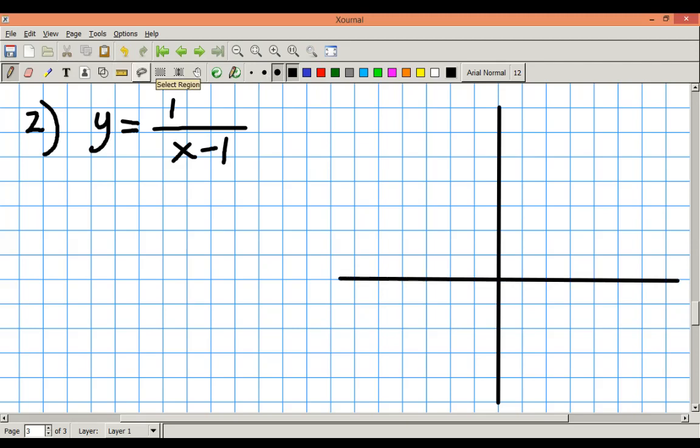And let's find the asymptotes first. So the vertical asymptote, remember, look for values of x which make the denominator go to 0. Well, that's 1. When x is 1, you're going to divide by 0. And so you're not going to have a point there on your graph. So when x is 1, you have a vertical asymptote there.